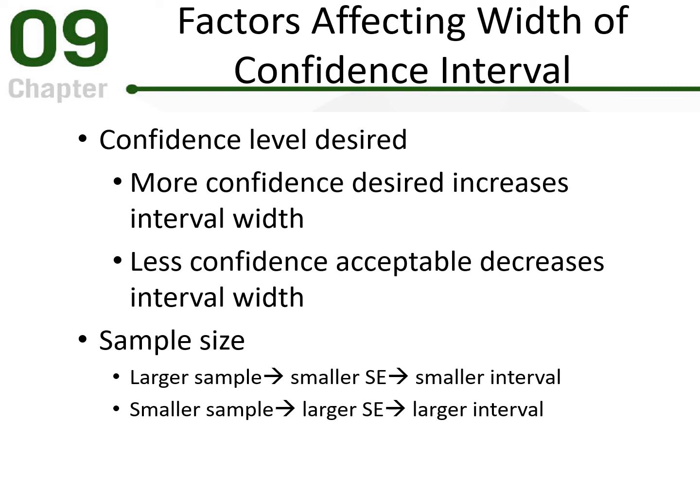Factors that affect the confidence interval. It could be the actual confidence that you're desiring. So if you want a higher level of confidence, like let's say you're going from an 80% confidence interval to a 95% confidence interval, right? That's going to increase the interval width. So you're going to have more options where the true population mean is going to lie. So the more confident you are, the wider the interval is.